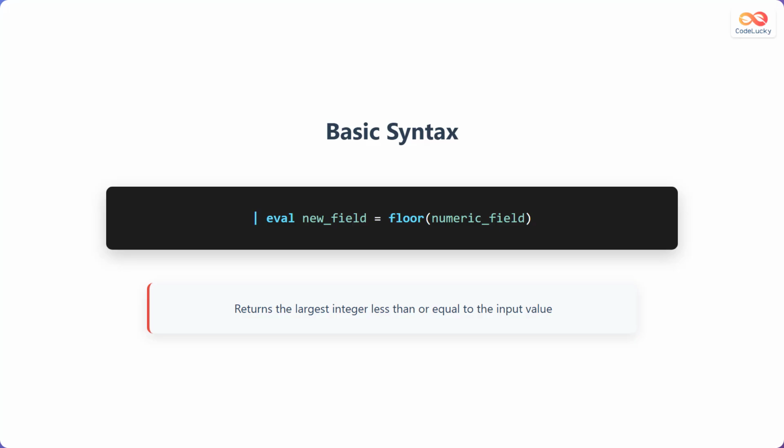The basic syntax for the floor command uses the eval command followed by the floor function. You write pipe eval, then your new field name equals floor, and then the numeric field in parentheses. This syntax returns the largest integer that is less than or equal to the input value. The floor function always rounds down, regardless of whether the decimal portion is large or small.